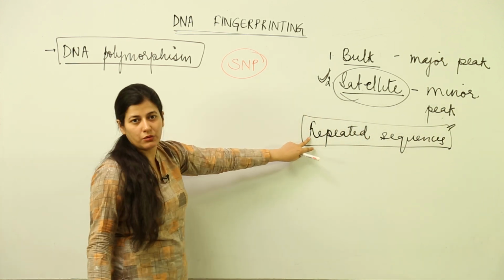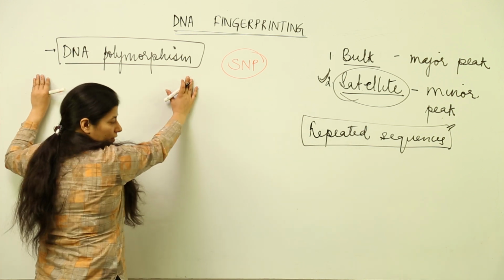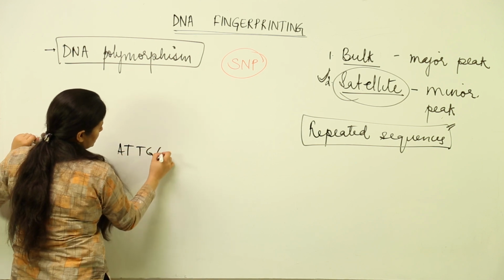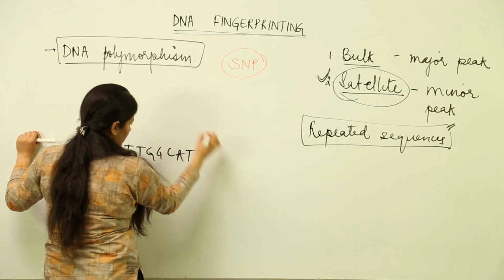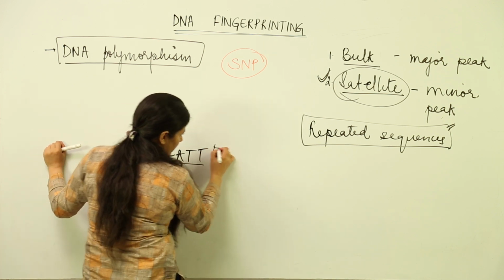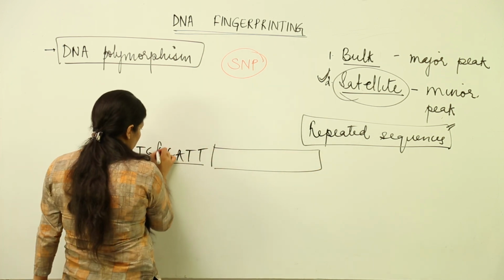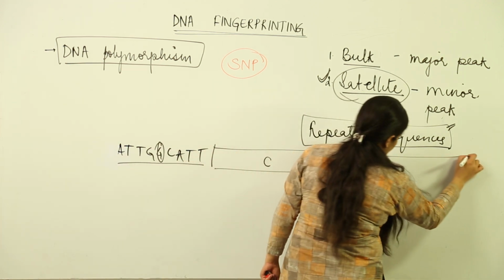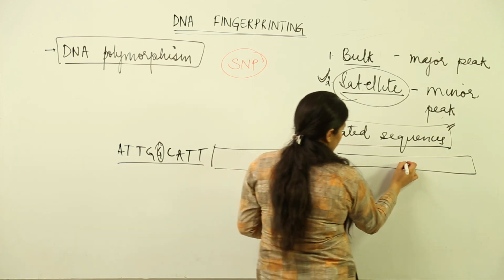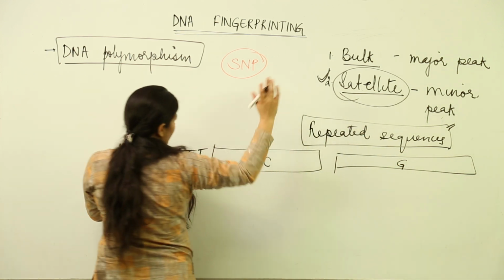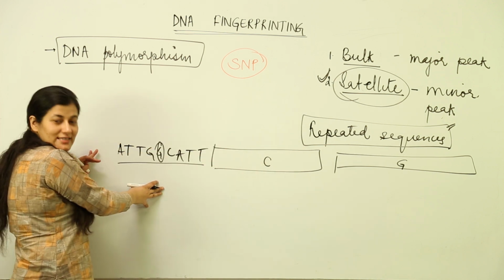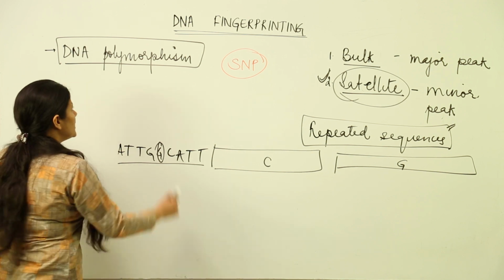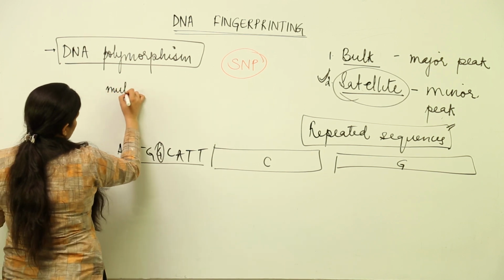In these repeated sequences, we find polymorphism. Now, this polymorphism is just like this. Supposedly, you have a sequence A, T, T, G, G, C, A, T, T. This is one sequence. A similar sequence is being repeated. Only point of difference is that at place of G, you are having C. Then you have another repetition of the same thing. At place of C, you are having G. And this is repeated many times. This would form the satellite DNA. Now, this polymorphism has come as a result of mutations.